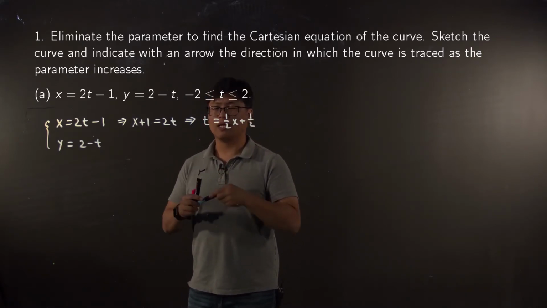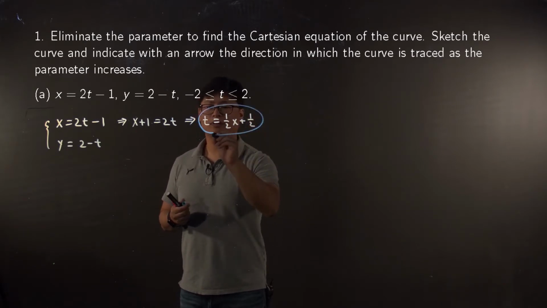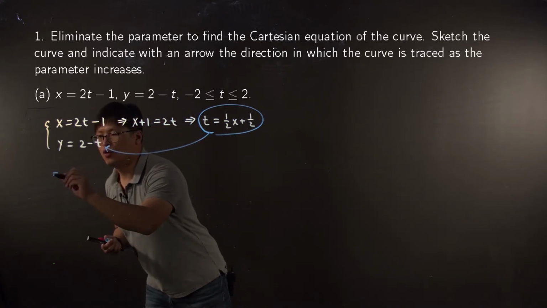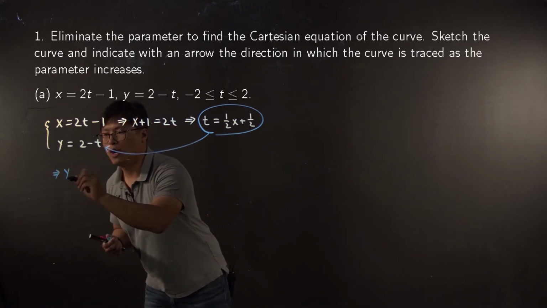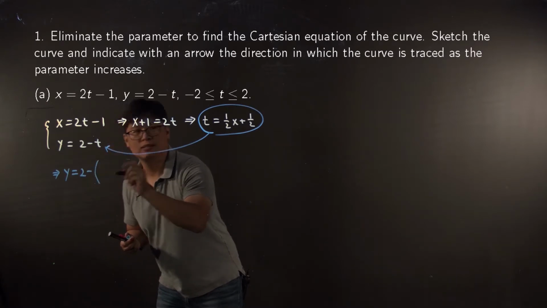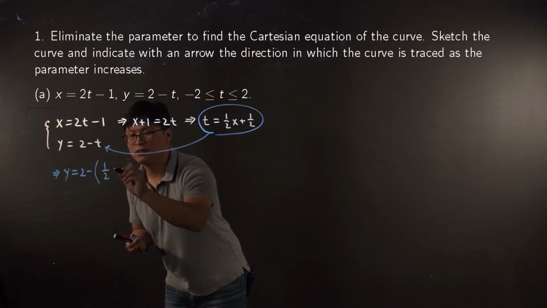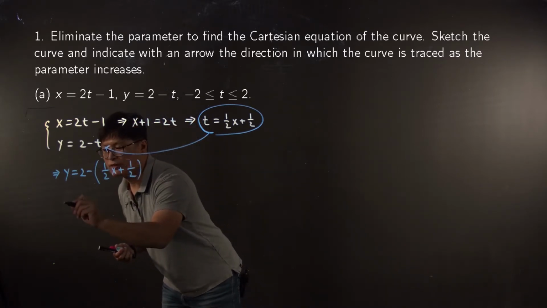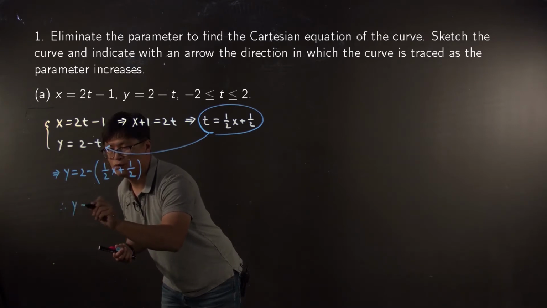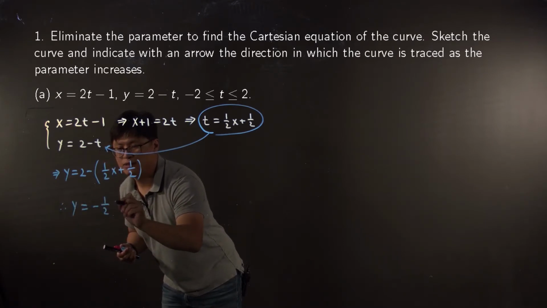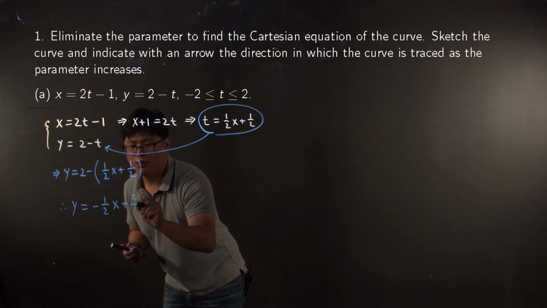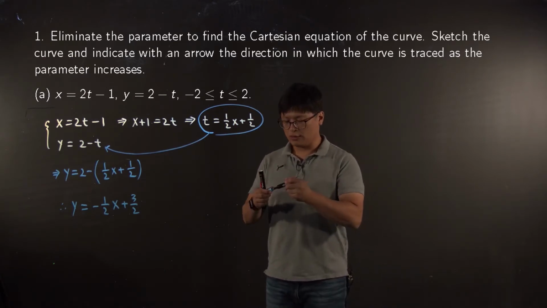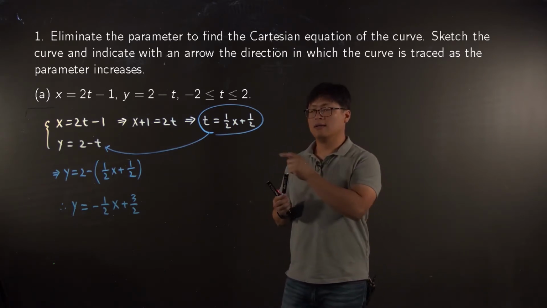Then what I'm going to do is plug this into the second equation, into t. Then your second equation will be the equation between x and y. y is equal to 2 minus, instead of t, we use 1/2 x plus 1/2. Let me solve for slope intercept form. Then y is equal to negative 1/2 x plus 3/2. Is that okay? So this is the Cartesian form of the equation. So now let's talk about the graph of this one.